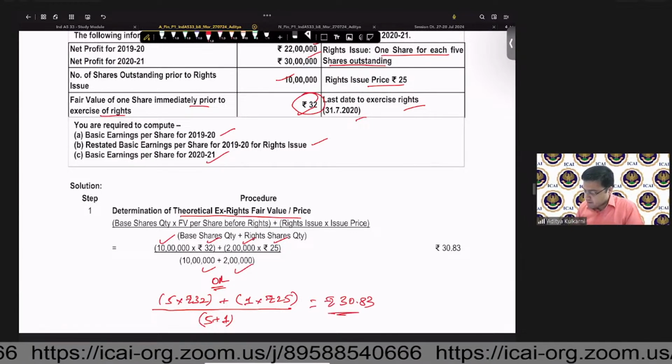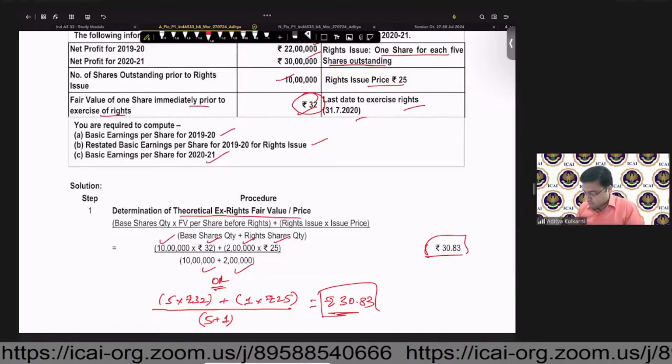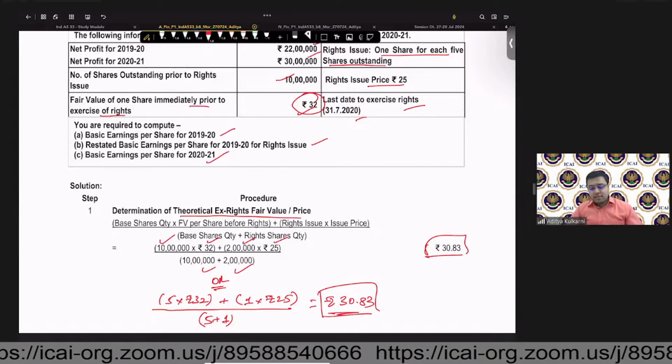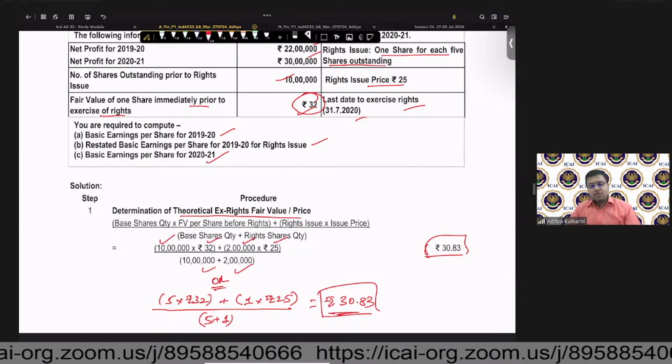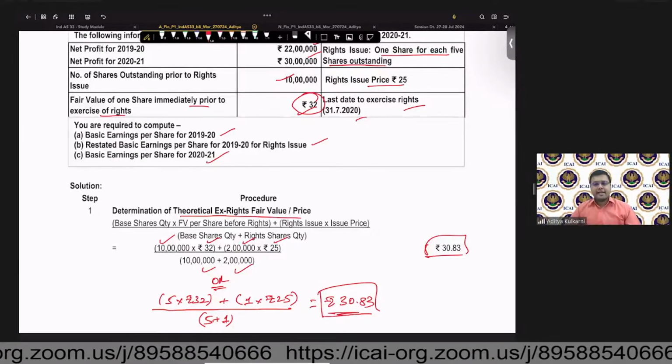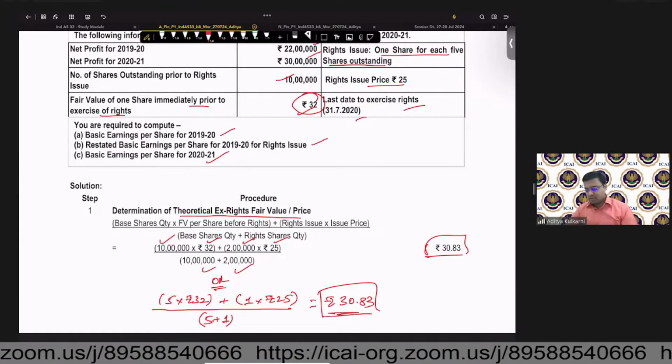30.83. This will be the same. It's just a ratio. So this is your theoretical ex-rights value, your theoretical ex-rights fair value or price.